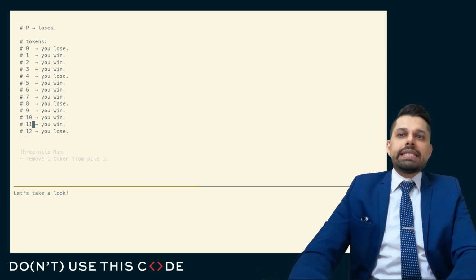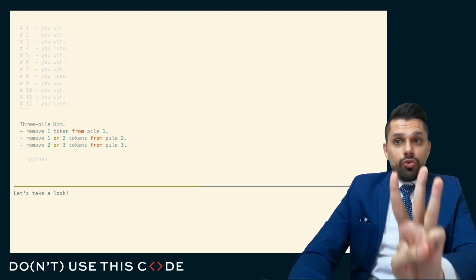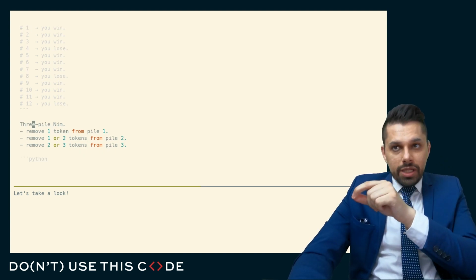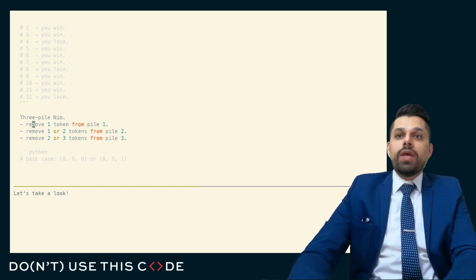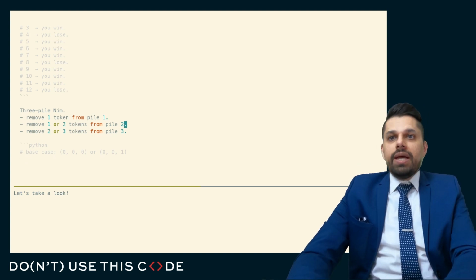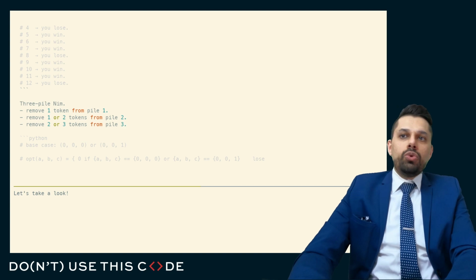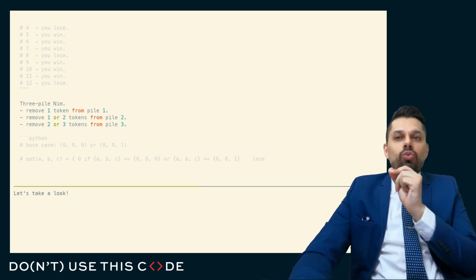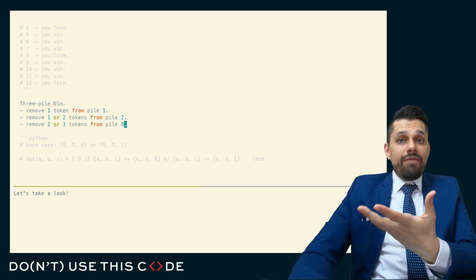So instead, I want to look at a slightly harder problem. Instead of 1 pile NIM, I want to look at 3 pile NIM. There's not 1 pile of tokens, there are 3 piles of tokens. And we have distinct choices. In the first pile, we can remove 1 token, or we can remove 1 or 2 tokens from the second pile, or we can remove 2 or 3 tokens from the third pile. We have to do one of these 5 options, and we can't do multiple options. So we have a bunch of choices.